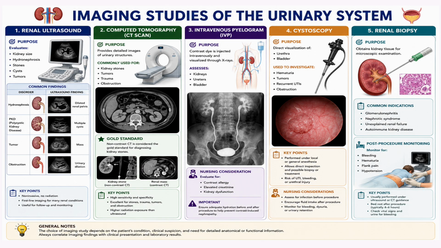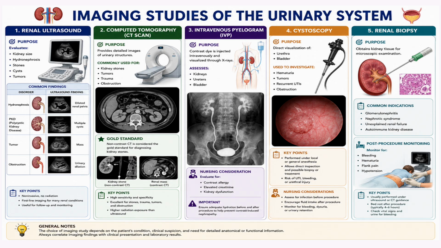Now, imaging studies of the urinary system. We talked about the urine tests, urinalysis, and culture and sensitivity. We talked about blood tests, especially the BUN, creatinine, eGFR. All of those are very important. Now, other imaging studies help evaluate kidney structure and identify abnormalities, because with imaging they can see if there's actually some abnormality physically. Ultrasound is commonly used to evaluate kidney size, hydronephrosis, cysts, and tumors.